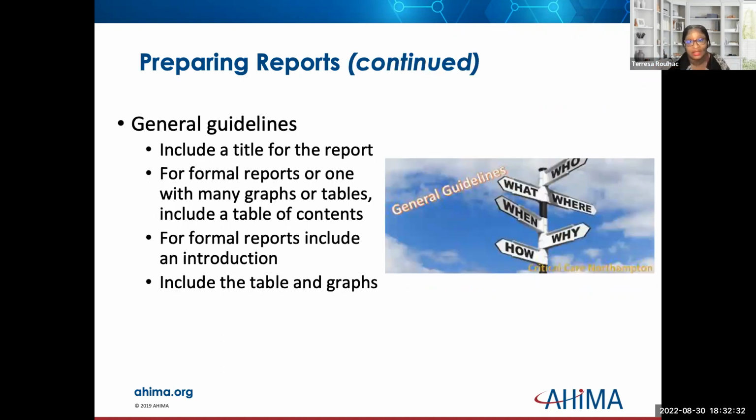The last part of this particular chapter talks about the actual general guidelines. So you see it says it's going to include a title for the report. Got it. We have formal reports. They're going to have graphs. They're going to have tables, as well as a table of contents, so that we know exactly where to go if there's something in particular we want to read on and research. Formal reports do include an introduction, which is what this is about, and includes the tables and the graphs.